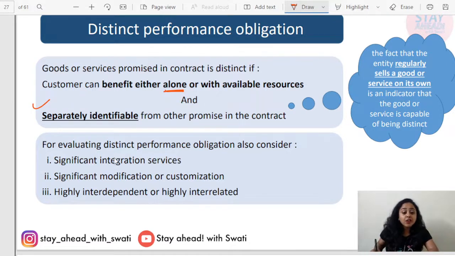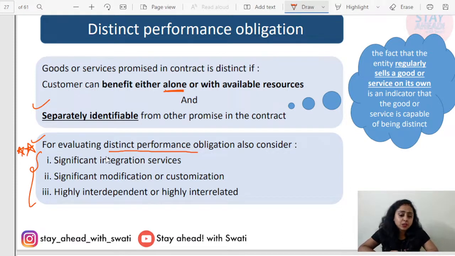Now, for evaluating distinct performance obligation, very important, double star it. If you are a student learning for ICAI exam purposes, this is very important for solving questions as well. Significant integration of services: that means significant modification or customization, highly interdependent or interrelated. If yes, then it will always be treated as one performance obligation. No distinct performance obligation, instead one performance obligation.